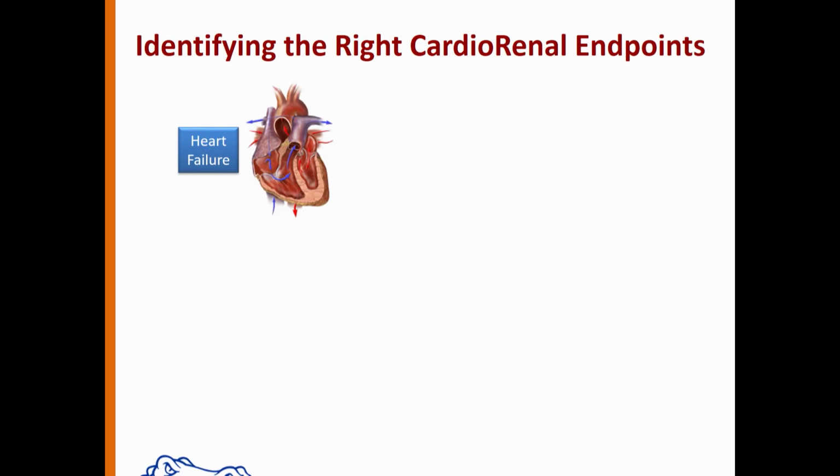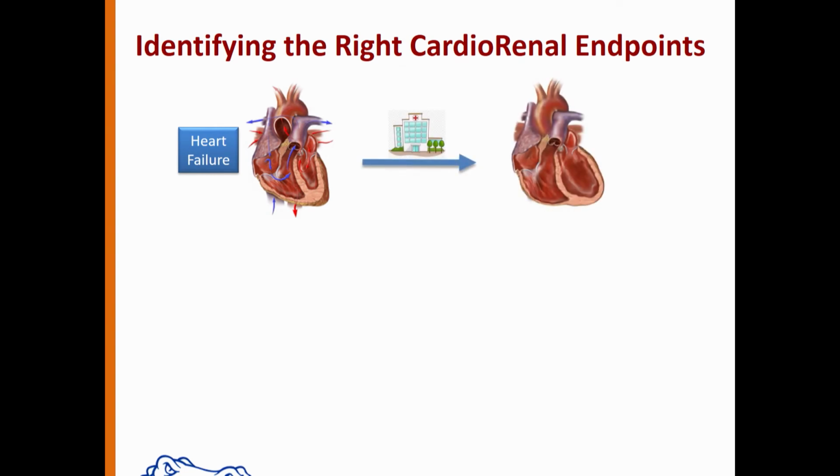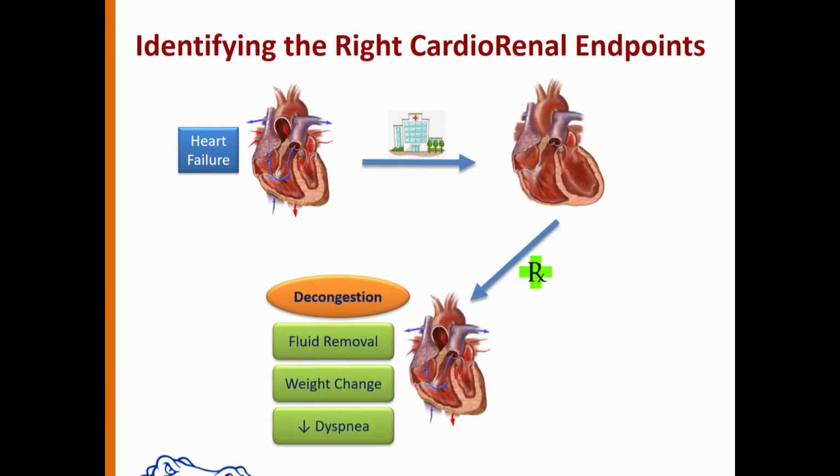So just to make sure I summarize the previous slide, we were talking about low forward flow versus high backward pressure. Those are the two main theories of renal dysfunction in heart failure. If you have a patient with heart failure, who gets decompensated once in a while, comes to the hospital, we decongest the patient. Next talk would be about how we decongest them. So we will have some endpoints, whether clinical or research. There will be fluid removal, weight change, or whatever.